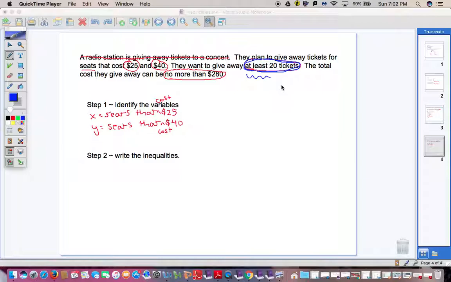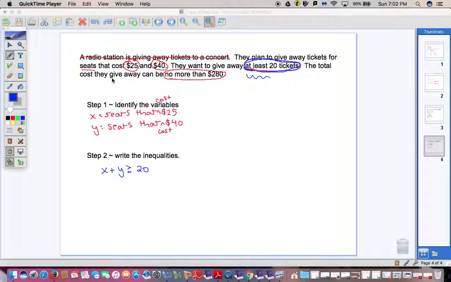Okay, so we have the number of $25 seats plus the number of $40 seats is going to be greater than or equal to 20. Again, that's the number of $25 tickets plus the number of $40 tickets. And that total, that sum, is going to be greater than or equal to 20.